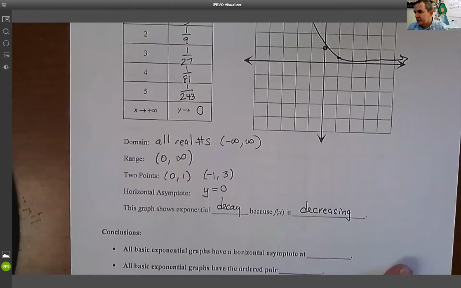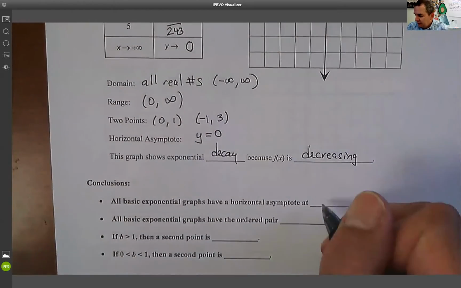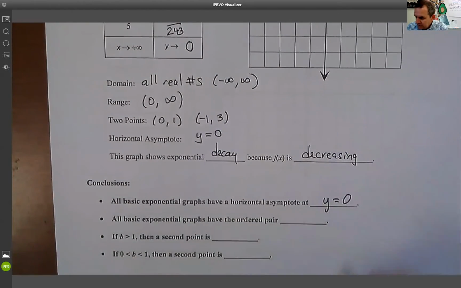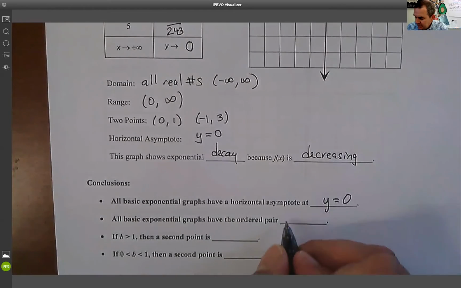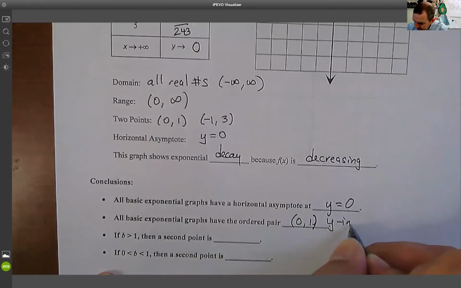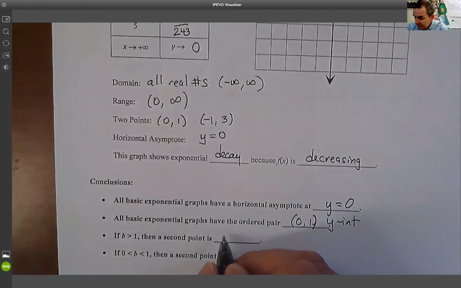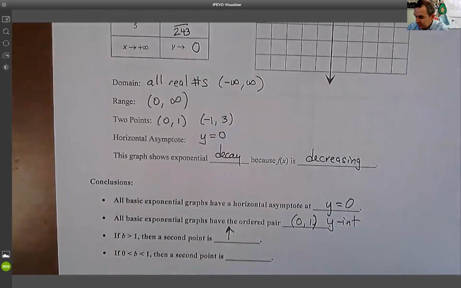So just as a summary, all basic exponential graphs have a horizontal asymptote at y equals 0. All basic exponential graphs have the ordered pair 0, 1. That's our y-intercept. If b is greater than 1, then a second point is going to be increasing, so it's going to be going up. If b is between 0 and 1, the second point is going to be decreasing.